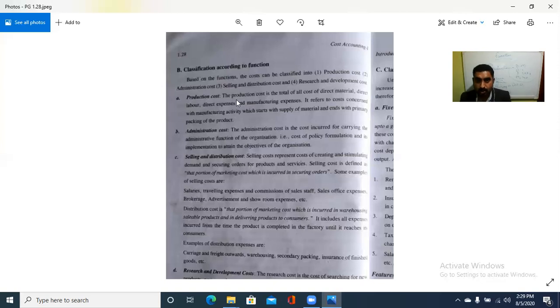സെല്ലിംഗ് കോസ്റ്റ് represents the cost of creating and stimulating the demand and securing the orders for the products and services. So selling cost is defined as that portion of the marketing cost which is incurred in securing the orders. Orders കിട്ടാൻ വേണ്ടിയിട്ട് വരുന്ന ചെലവുകൾ എന്തൊക്കെ, പറഞ്ഞു മനസ്സിലായോ? സോ അതാണ്. Some examples of selling costs are the salaries, the traveling expenses and the commission of the sales staff, sales office expenses, brokerage, advertisement and showroom expenses.